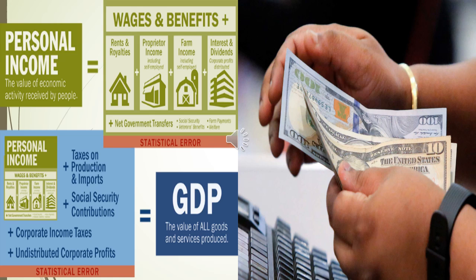Then personal income. Personal income is the total money income received by individuals and households of a country from all possible sources before direct taxes. So before paying the tax, the money received by a family or an individual is called personal income.